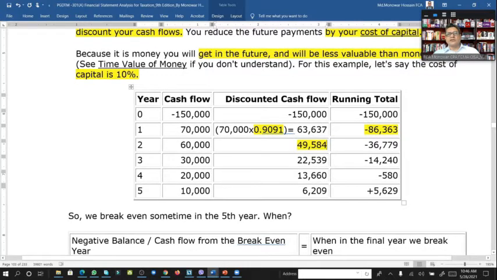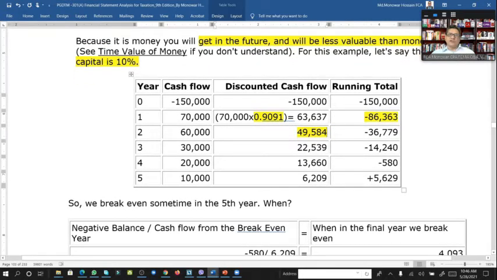So this is also the second year cash inflow after adjustment. 49,584, if we adjust with our running total, then again we need 36,779 taka. This is our requirement for the break-even.